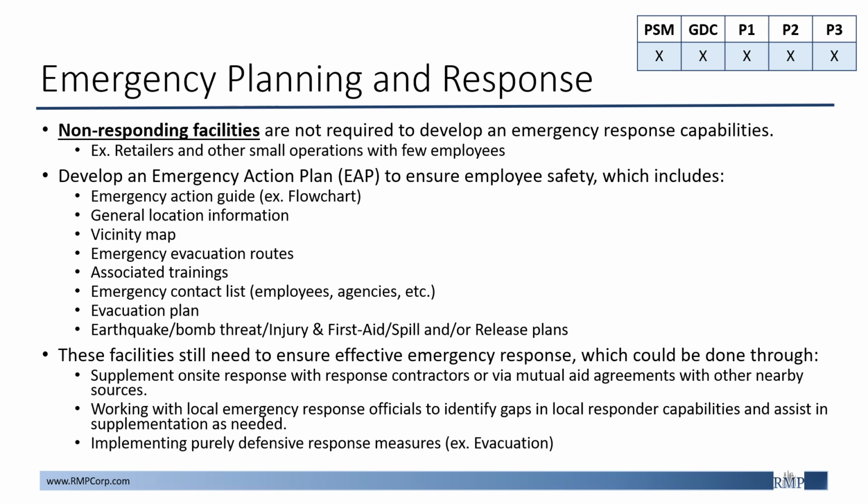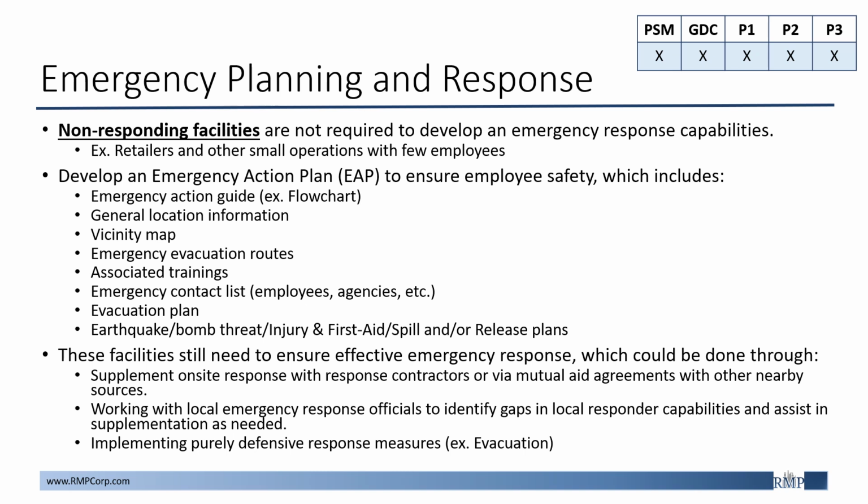And these include an emergency action guide, such as a flowchart of what to do, courses of action, general location information, a vicinity map, emergency evacuation routes, associated trainings, an emergency contact list that includes employees, agencies, etc., an evacuation plan, and any other plans such as earthquake, bomb threat, injury, first aid, spill, and/or release plans.